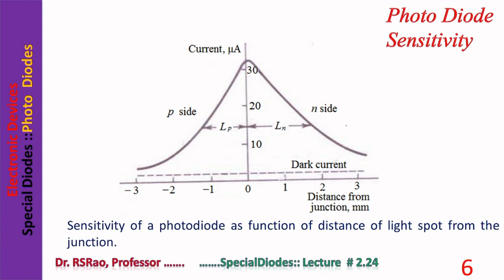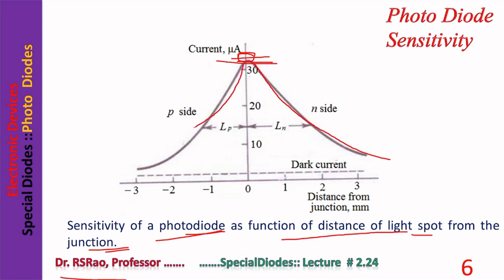Here is shown a graph indicating sensitivity of a photodiode as a function of distance of light spot from the junction. You see, when the light spot is near the junction, the amount of current is maximum. When the spot is moving away from the junction, the current is falling on the N side. It is also falling on the P side. Ln stands for diffusion length of electrons, Lp stands for diffusion length of holes.